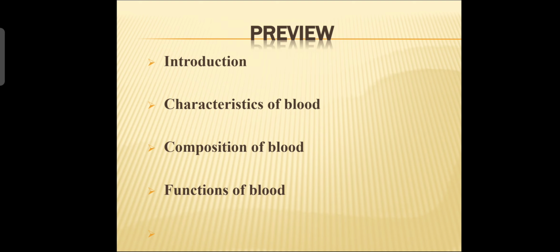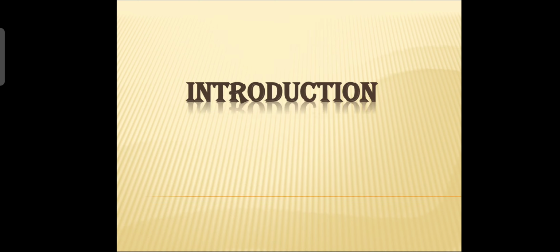So first is the introduction of the blood. Second is the characteristic of the blood. Third is the composition of the blood. Then function of the blood. Introduction of the blood.